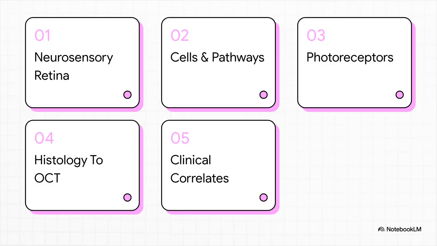All right, let's look at our roadmap for today. We'll start micro and move to macro. We're going to cover 1. Defining the neurosensory retina, 2. Retinal cells and pathways, 3. Photoreceptor anatomy and function, 4. Translating histology to OCT, and 5. Some high-yield clinical correlates. Building this mental scaffold right now is going to save you a massive amount of cognitive load later on. So let's get into it.